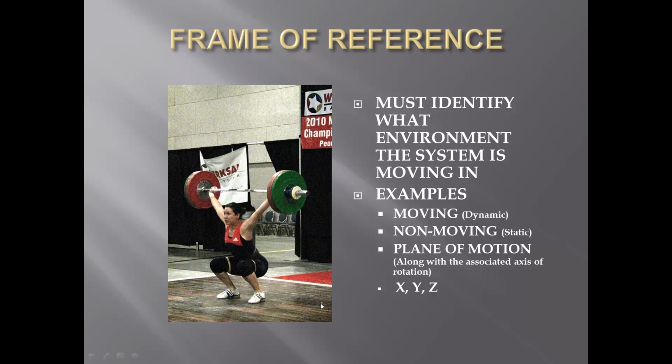She's going straight up, so that means she's going in the Z direction. She's trying to stabilize and not move forward or backwards or side to side in the X and Y. So she's trying to stabilize there and just move in the Z dimension, the vertical.